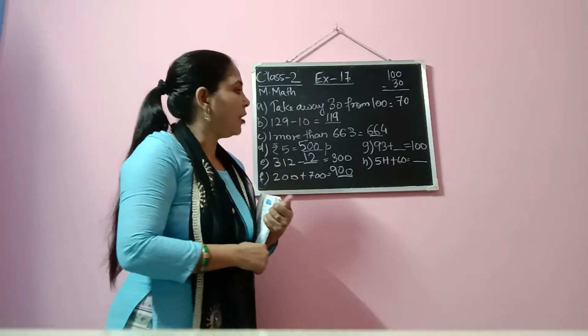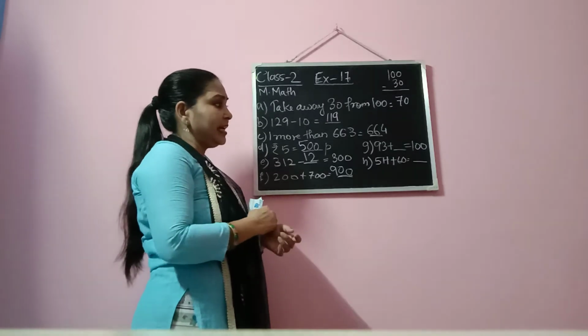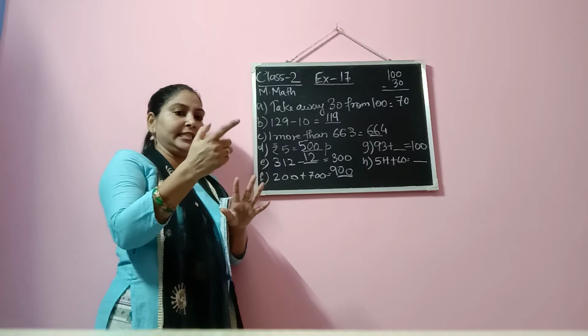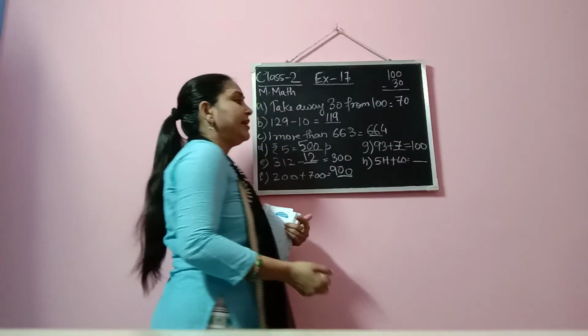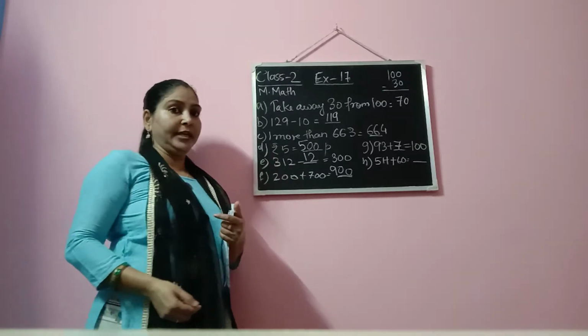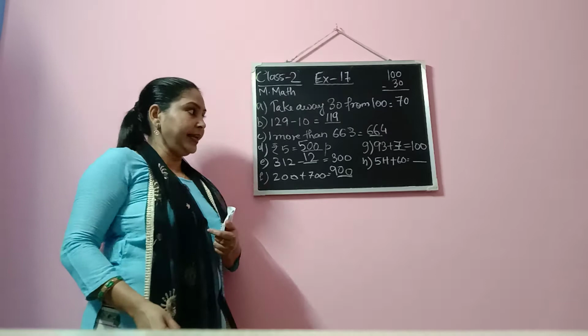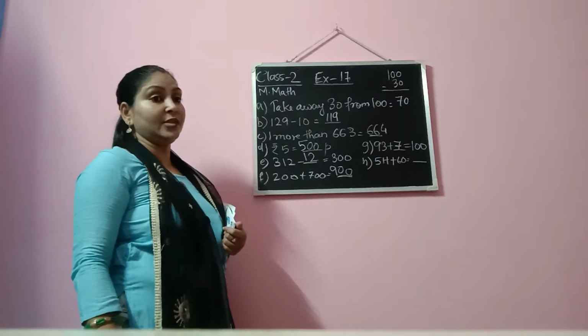So how much are we counting? 7. It should be 7. After 93: 94, 95, 96, 97, 98, 99, 100. We have to add 7 to 93 to get 100. Fine. Now the next one is 500 plus 6 ones.